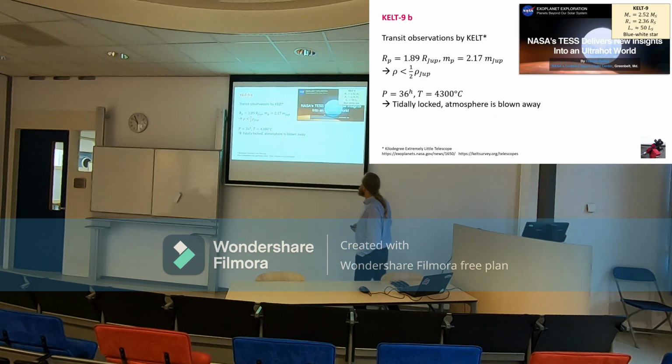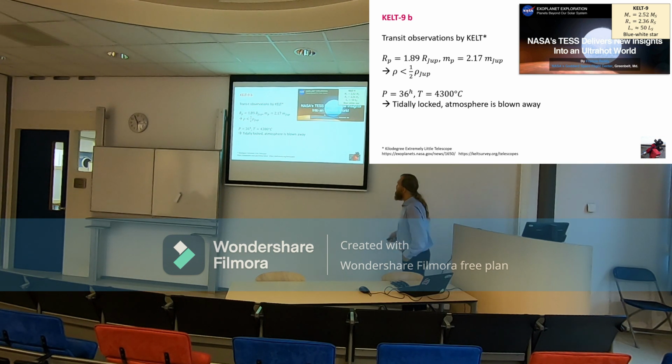So the first one was this, KELT-9, and KELT is a funny name, but as you can see below, KELT is just an abbreviation of this, the Kilodegree Extremely Little Telescope. Here it is. It is actually just like this. We have 2 of them, one on the northern hemisphere, one on the southern.